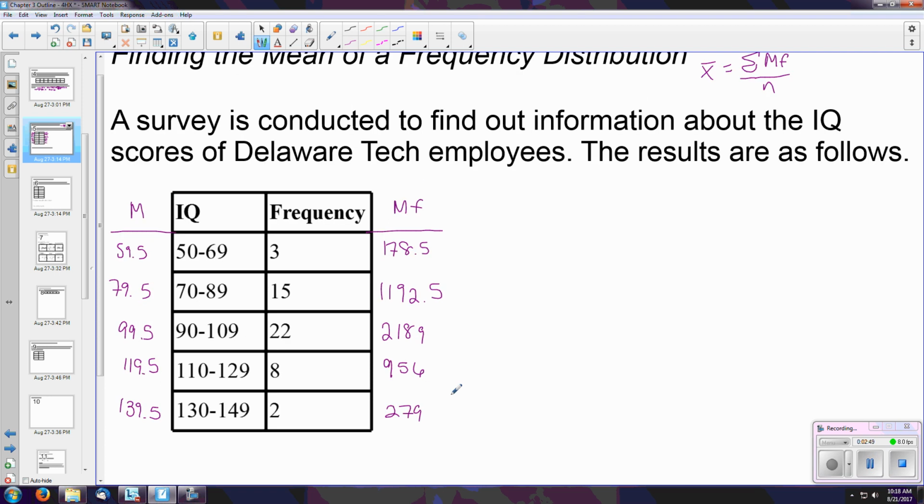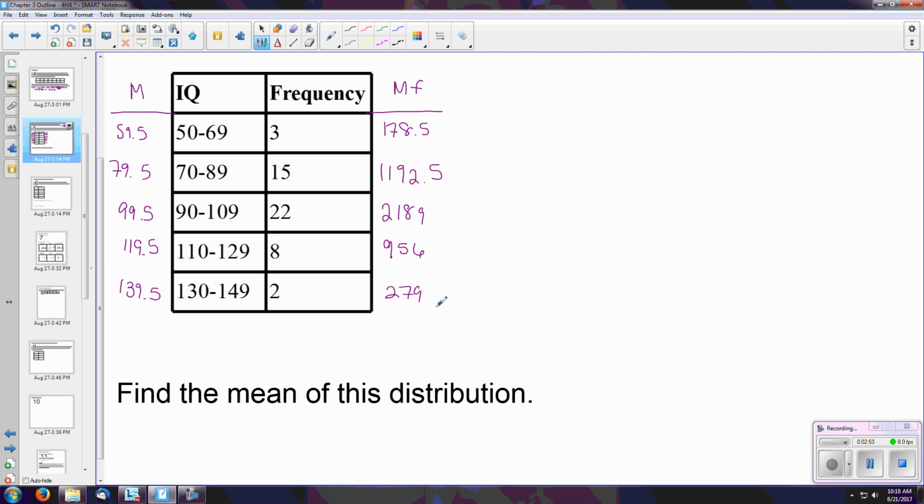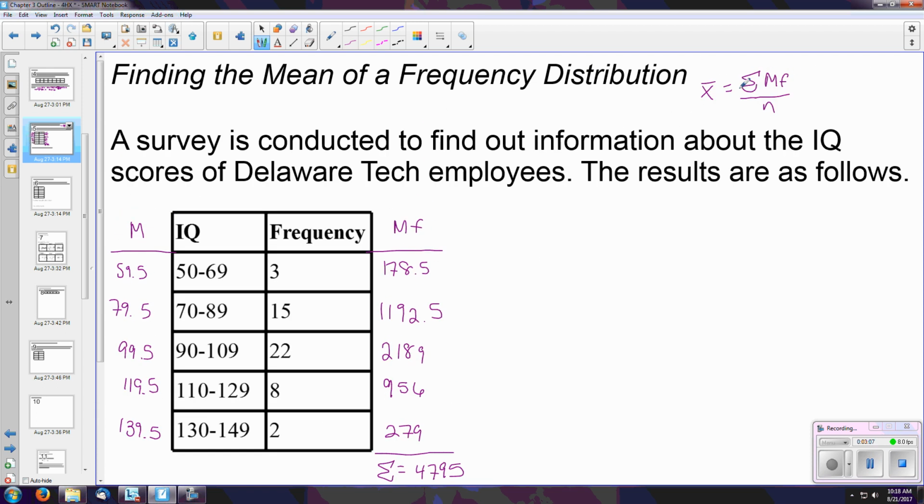Now, after we've multiplied, the formula says go ahead and take the sum. So what I'm going to do here is create the total down at the bottom. The sum of that column is equal to, add all of these up, that gives me 4,795. So at this point, we have the entire numerator of our formula.